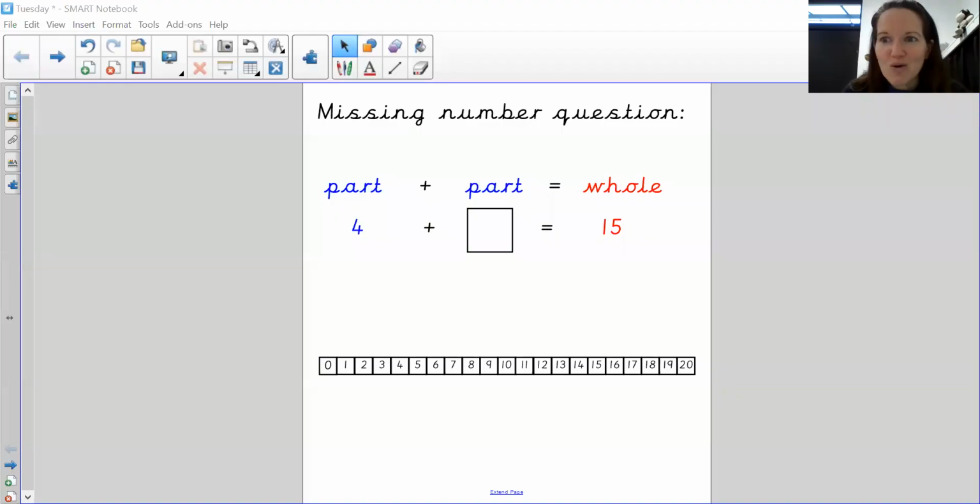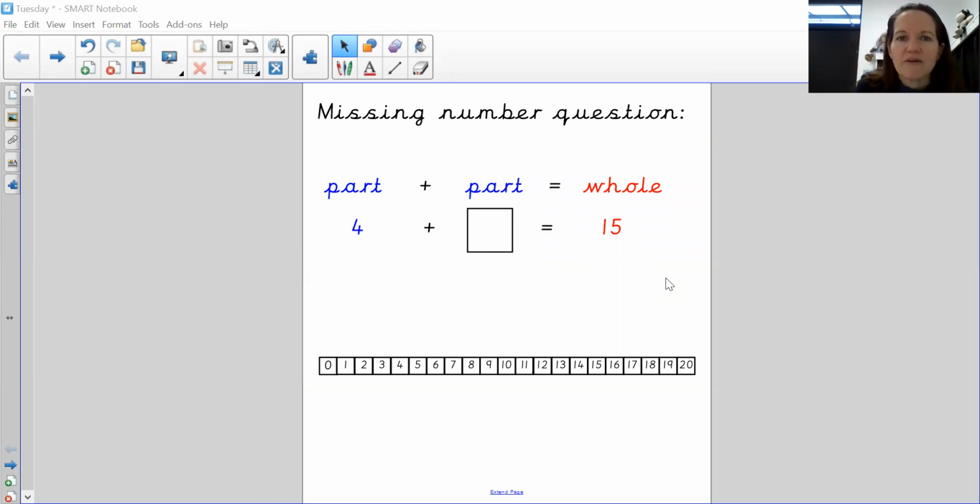So let's start with a missing number question. So I have 4 plus something equals 15. Can you solve that missing number? So I know that part plus part equals whole. I've got 4 in this part. My missing number is this part. And then I have my whole. Can you solve that? So pause the video and solve that missing number. And when you've solved it, you can hit play, okay?